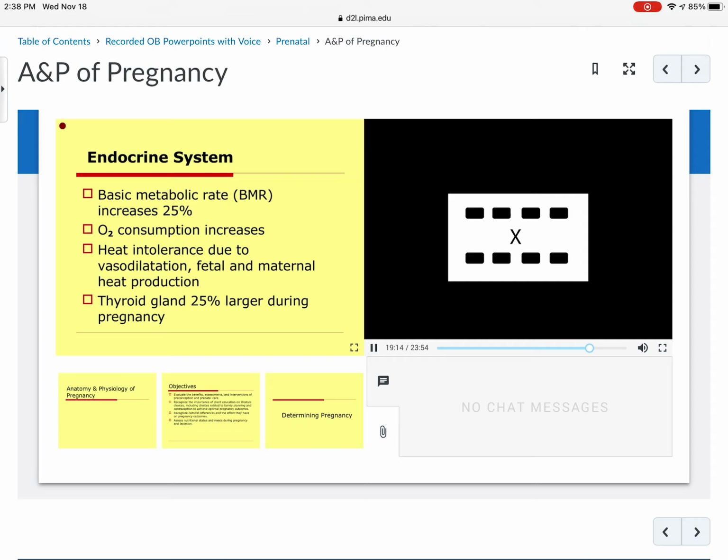The endocrine system, we talked about the metabolic rate increasing, O2 consumption increases. Women always complain about feeling hot and turn off their air conditioners, and that heat intolerance is due to vasodilatation and heat production. And the thyroid gland actually enlarges slightly during pregnancy.